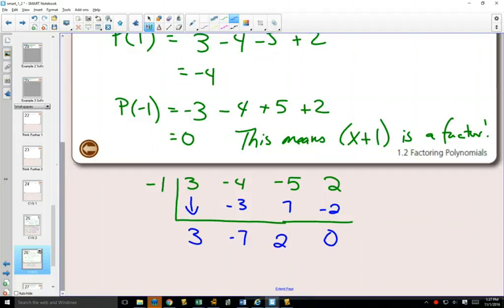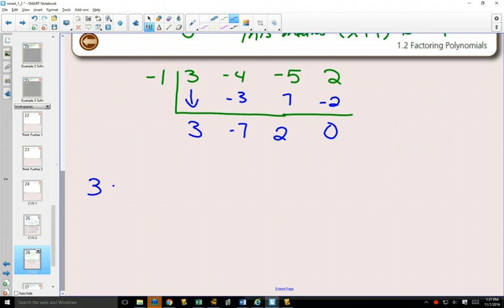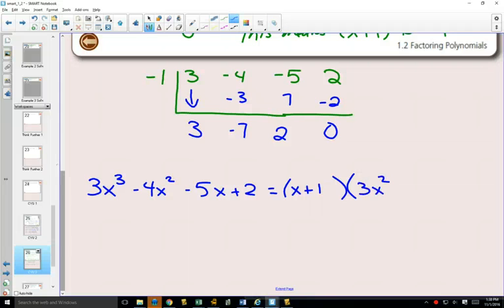Perfect. So we got a remainder of 0. And if we write our division statement, we now know that our original polynomial, which was 3x cubed minus 4x squared minus 5x plus 2, is equal to x plus 1 multiplied by 3x squared minus 7x plus 2. This is our polynomial, divisor, quotient. We write plus remainder, but our remainder is 0, so there's nothing to write there.